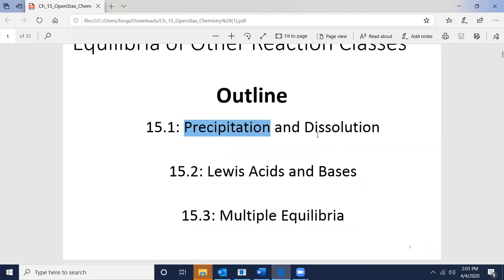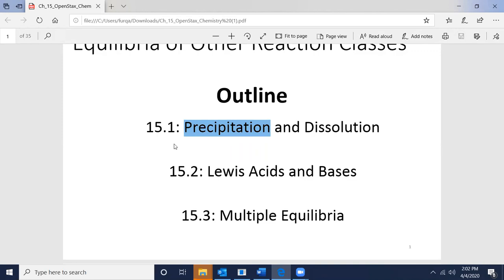Precipitation is where the solids are going to be formed. Dissolution is opposite to the precipitation, when the solids are going to dissolve into respective ions. Okay, both phenomena are important in chemistry. Either the precipitate or solid is going to be formed, or the solid is going to be disintegrated. You can say that's what we call dissolution in chemistry.